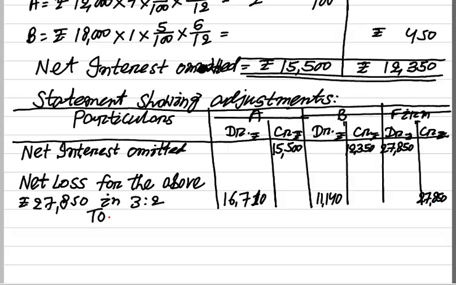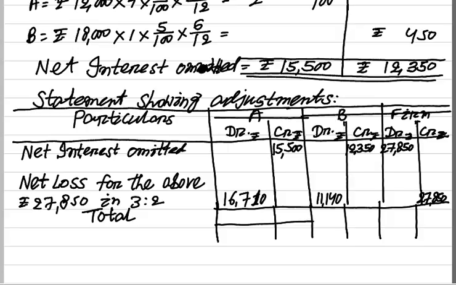Total. Single double line and close. This is for A, 16,710. On the credit side it is 15,500, and for B it is 11,140 and 12,350, and 27,850 and 27,850.